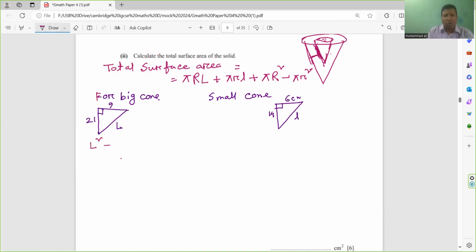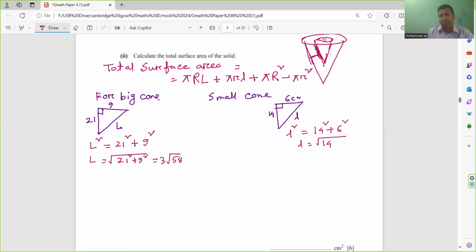It is the slant height. So by using the Pythagoras theorem, we are able to find L square equals 21 square plus 9 square. So L equals root over 21 square plus 9 square, which equals 3 root over 58. Here also L square equals 14 square plus 6 square. So L equals root over 14 square plus 6 square, which equals 2 root over 58.